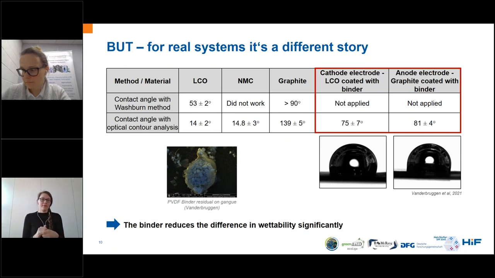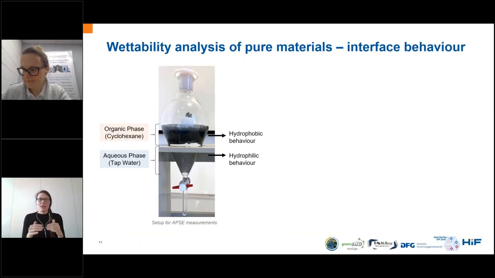Otherwise, this will not work. But of course, there are also other challenges. So if we now come back to the pure materials, so just the pure NMC, just the pure LCO, pure graphite. Here, as I said, we did this extraction test where we had the two phases. So according to their wettability, if they are rather hydrophilic, they would transfer to the aqueous phase. If they're rather hydrophobic, they would transfer to the organic phase, in our case, cyclohexane. And the aqueous phase is just tap water.